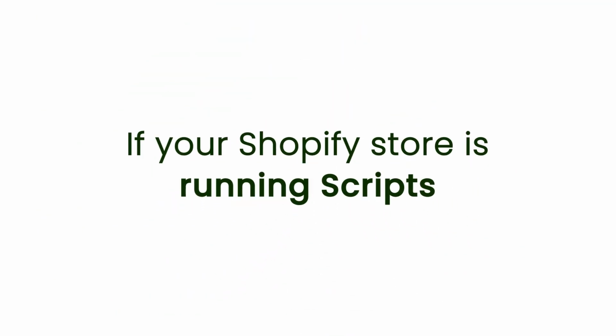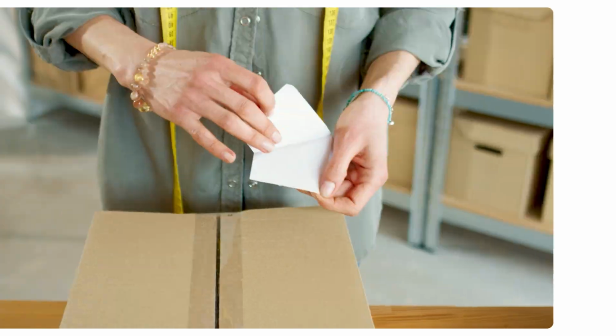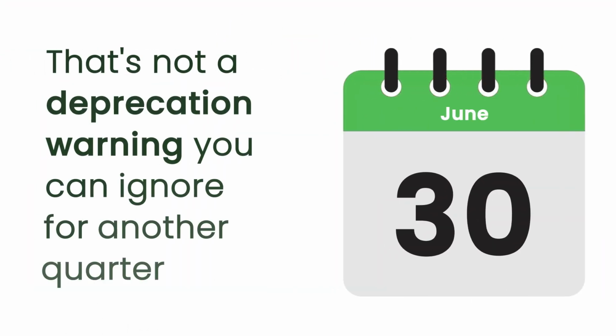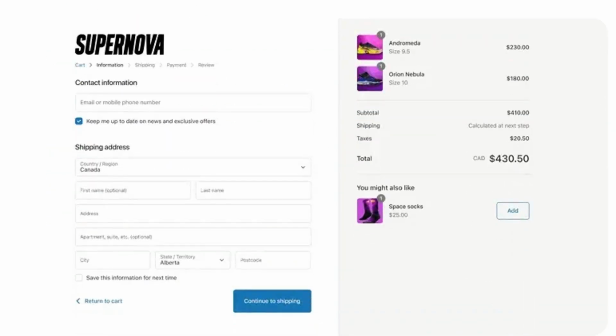If your Shopify store is running scripts for discounts, free shipping logic, or any kind of checkout customization, you need to hear this. Shopify Scripts stop working on June 30th. That's not a deprecation warning you can ignore for another quarter, that's a hard deadline. And when it hits, any checkout logic running on scripts breaks. No fallback or grace period, just a broken checkout.